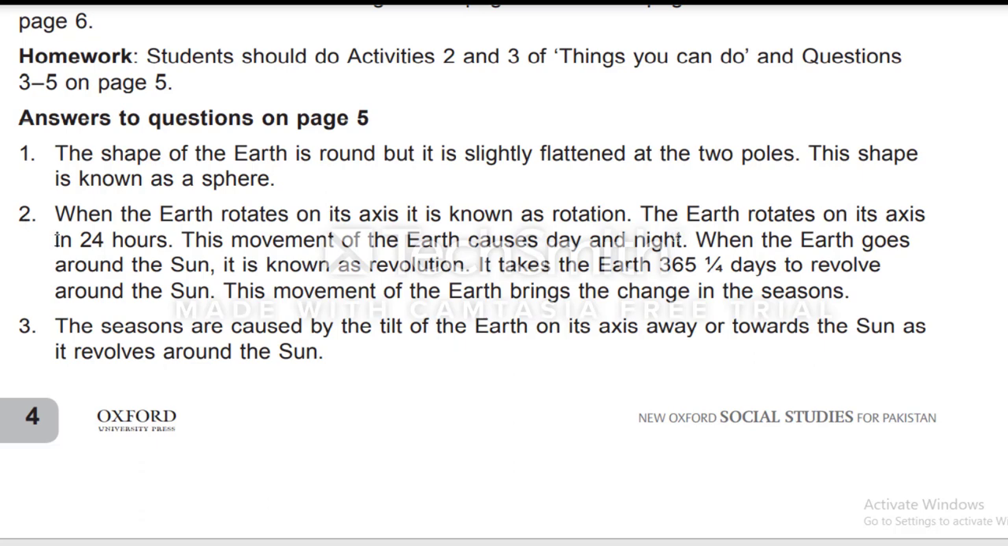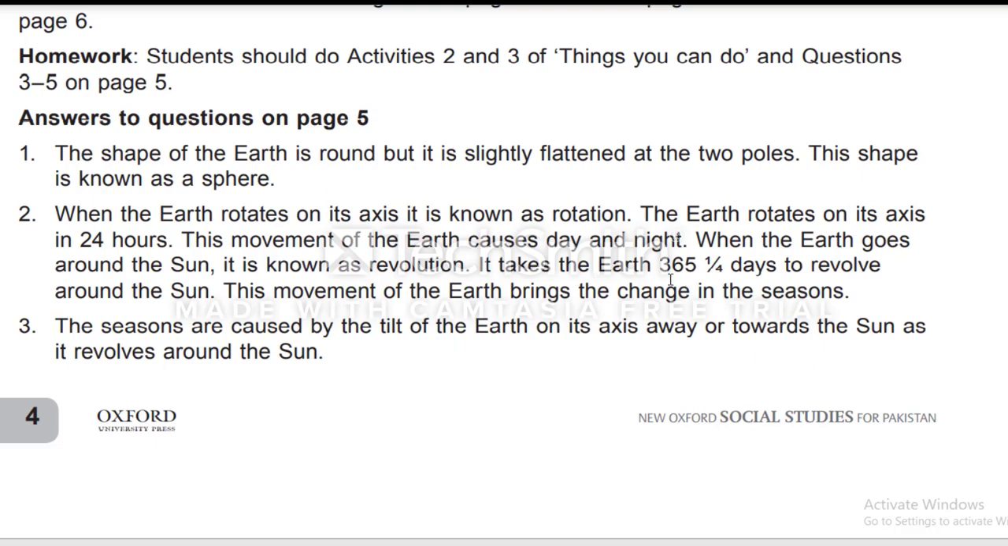Number 2. Explain the differences between rotation and revolution. Answer: when the earth rotates on its axis, it is known as rotation. The earth rotates on its axis in 24 hours. This movement of earth causes day and night. When the earth goes around the sun, it is known as revolution.